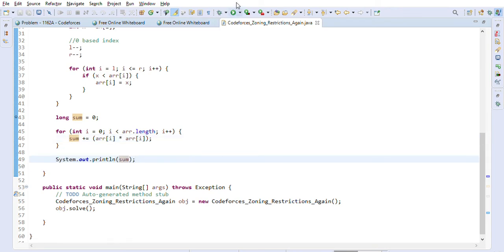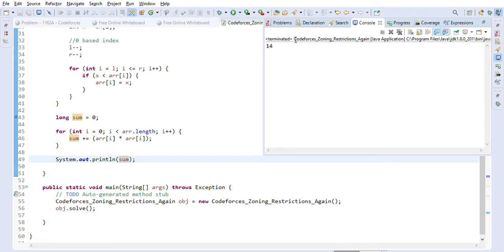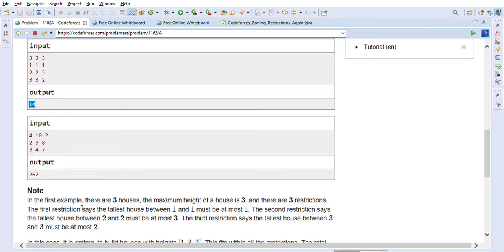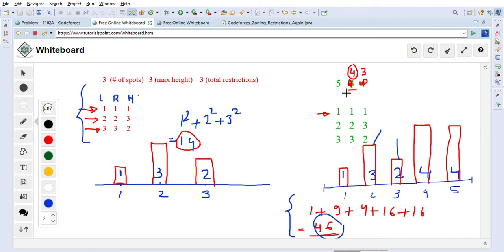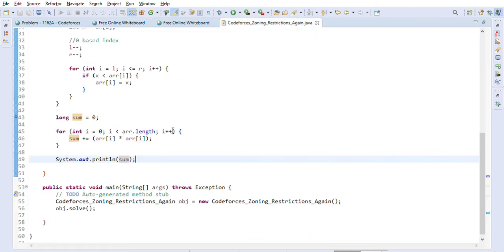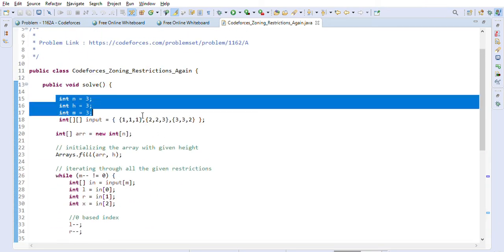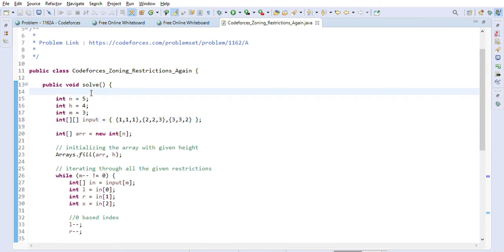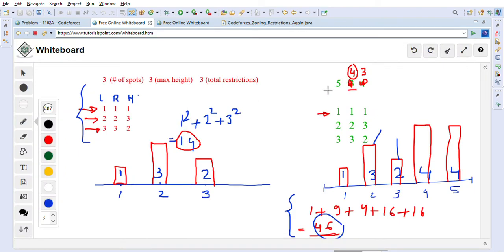So let's execute this code and make sure it works. We are getting the correct answer, 14, as you can see here. Let us take one more example that we have discussed, which is 5, 4, 3. I'll copy the input and modify our input to our next example. As you can see, this is the same input that we used in this example.